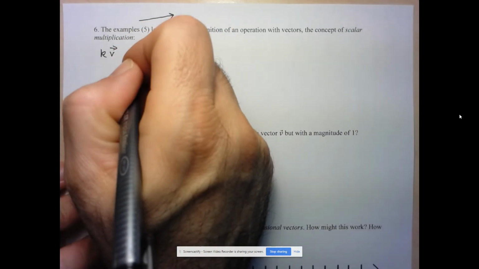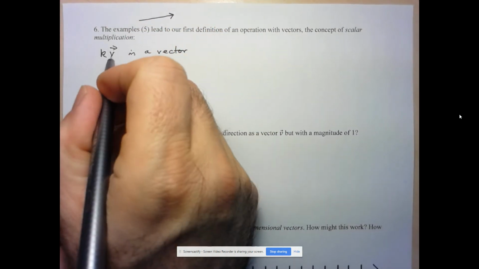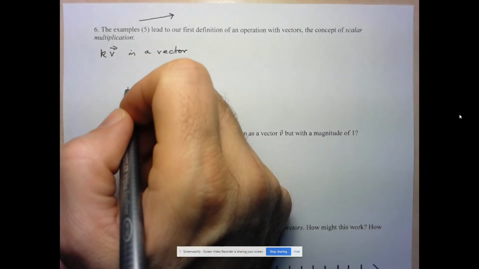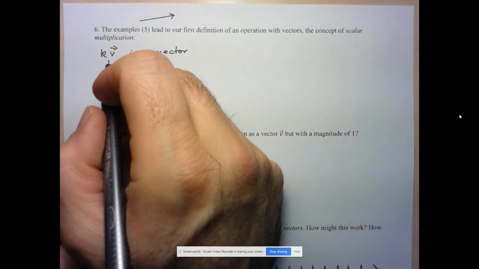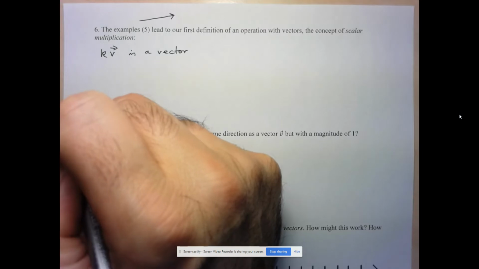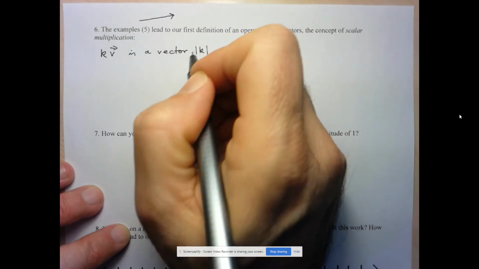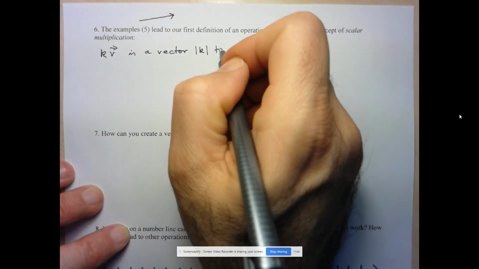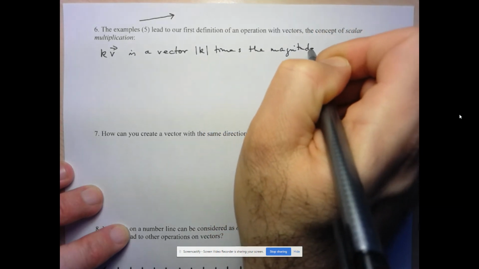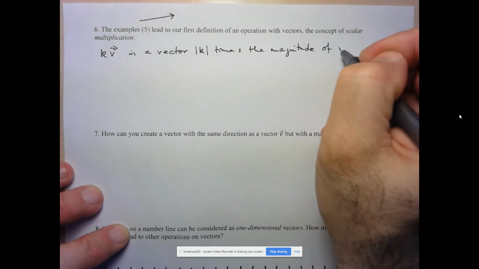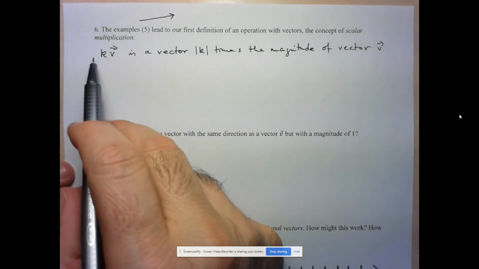Okay, so kv is a vector. First and foremost, when I multiply a vector by a scalar, I get another vector. And it's going to be k times the length, or k times the magnitude of the original vector. But to ensure that I'm working with a positive quantity, I'm going to say it's the absolute value of k times the magnitude of vector v. Okay, so now I've described the magnitude of this new vector.